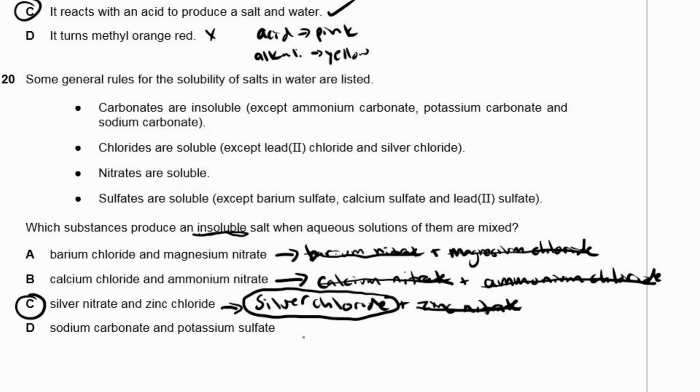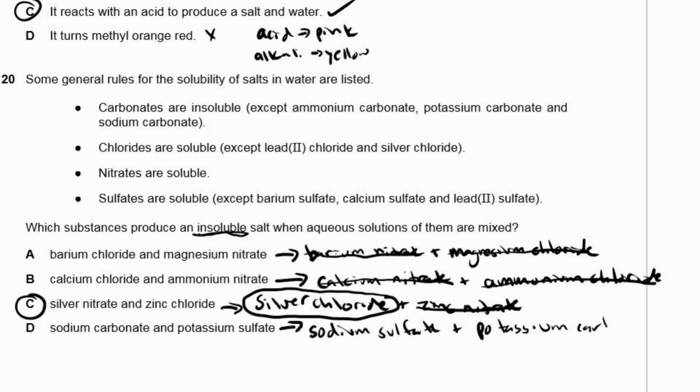Let's just check with D just to make sure. So sodium carbonate plus potassium sulfate, that will produce sodium sulfate and potassium carbonate.